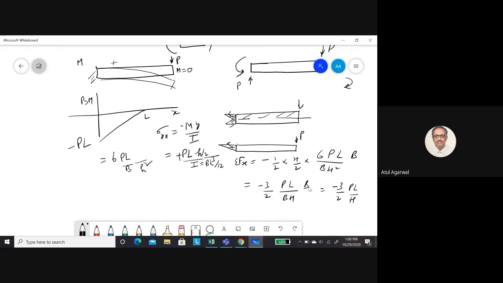Otherwise it would have been for a unit depth. Now it is for depth equal to B. So this is the total force on this face in x direction. How will you equilibrate this force, Lavish? Sorry sir. How can you equilibrate this force?